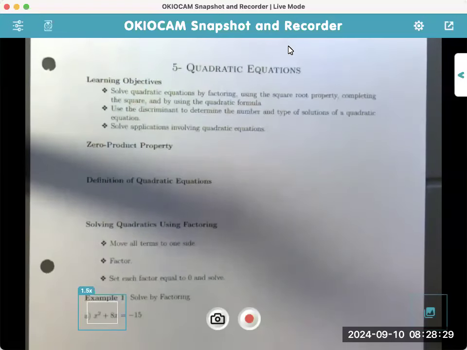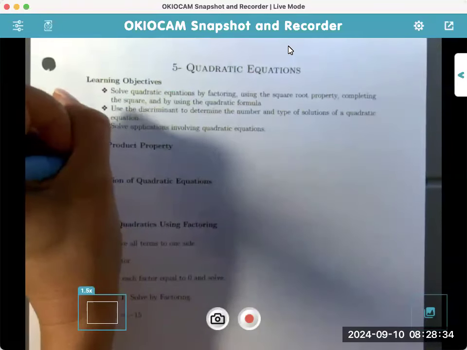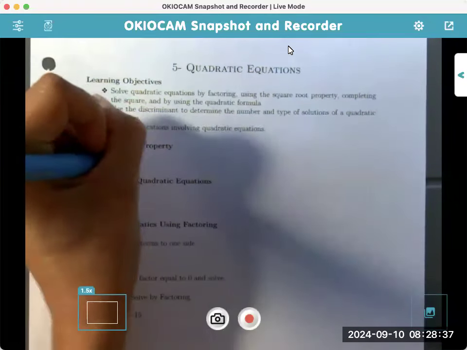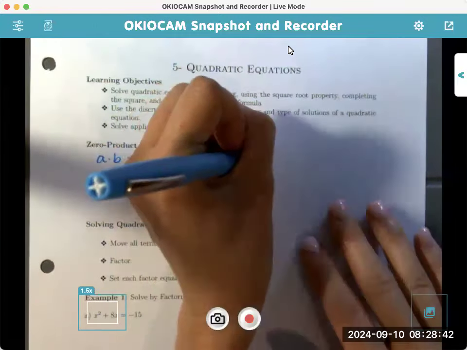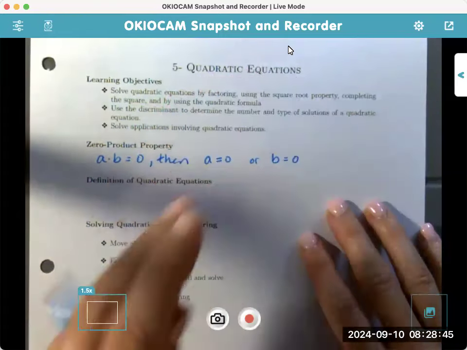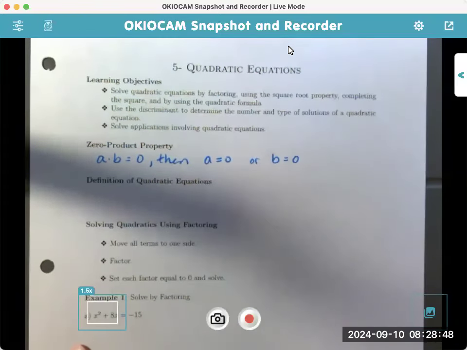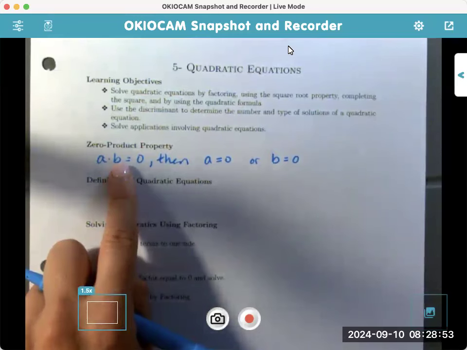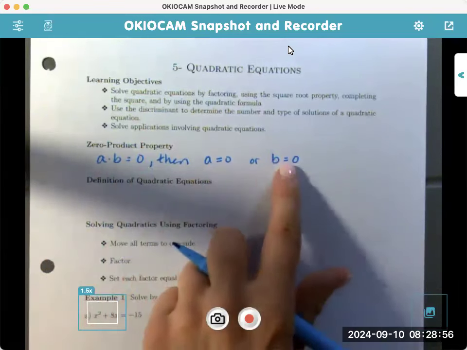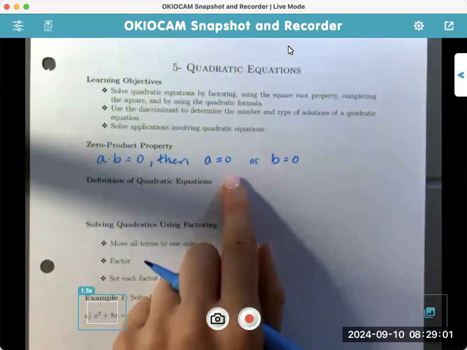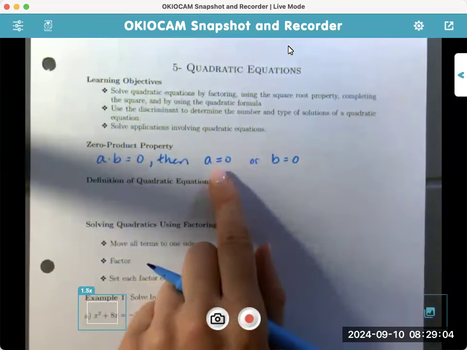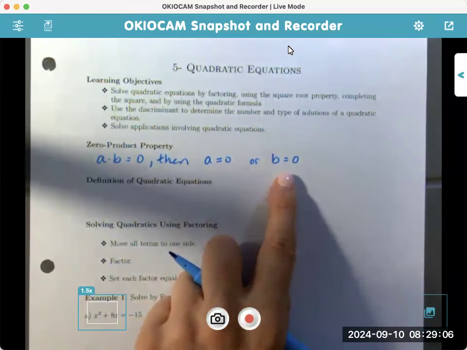So first, the zero product property. The zero product property essentially says if A times B is equal to 0, then A equals 0 or B is equal to 0. So what that allows us to do is, if I have factors that equal 0, then that means one or both are equal to 0. So this allows us to factor quadratic equations. We set one term equal to 0 and solve. We set the other term equal to 0 and solve.